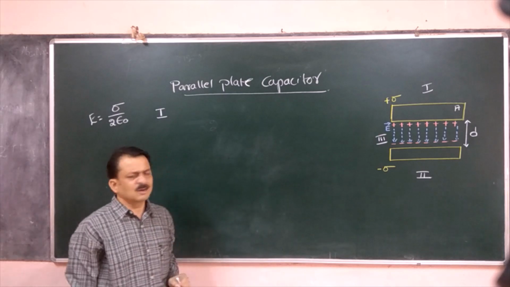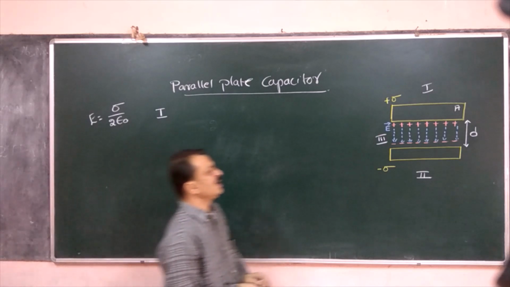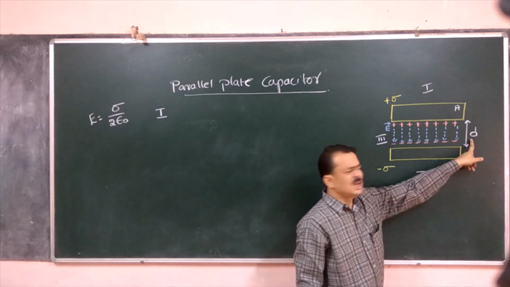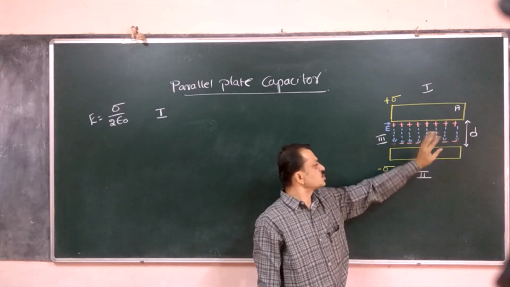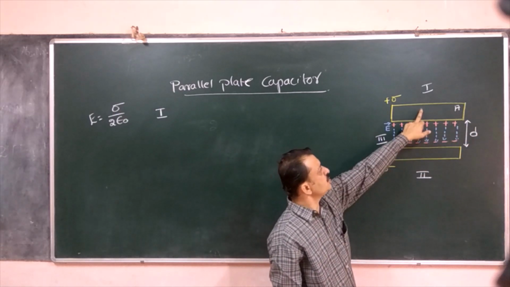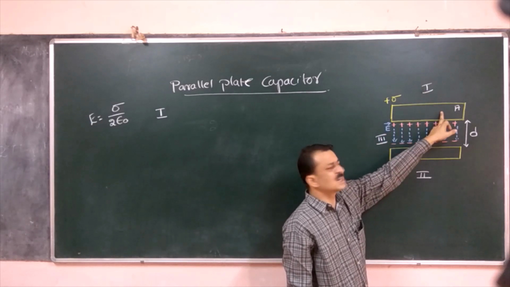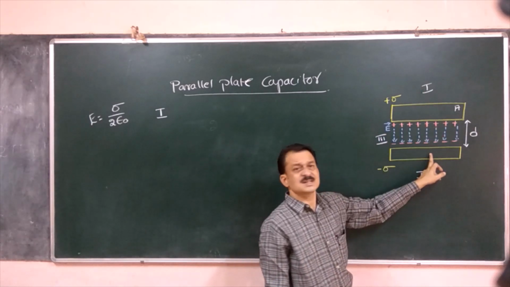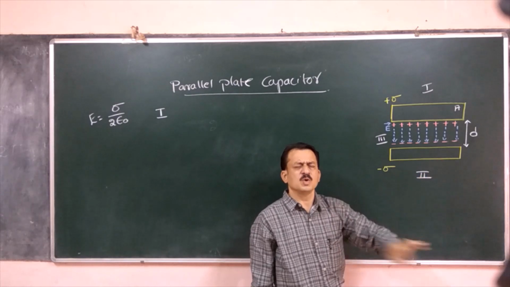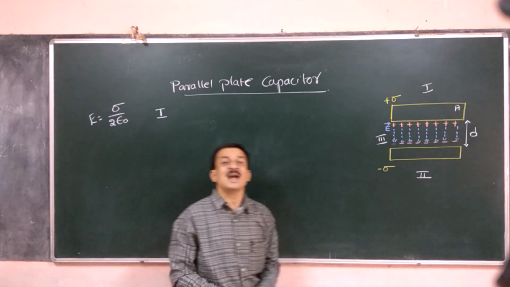While working this out, one assumption is that this distance d is very small. How small? The electric field at any point in this region due to the first conductor and due to the second conductor is almost the same in magnitude.